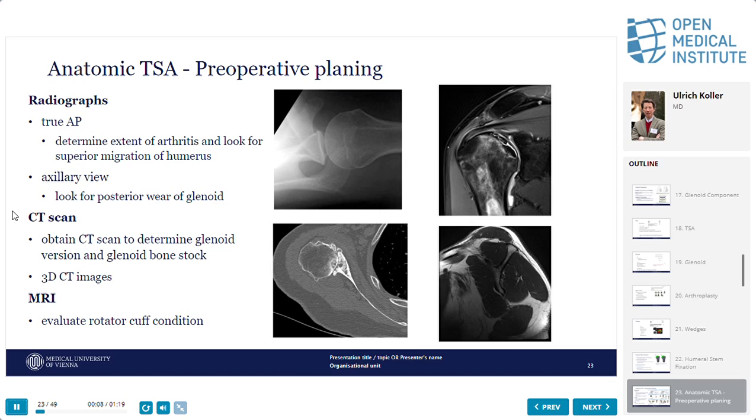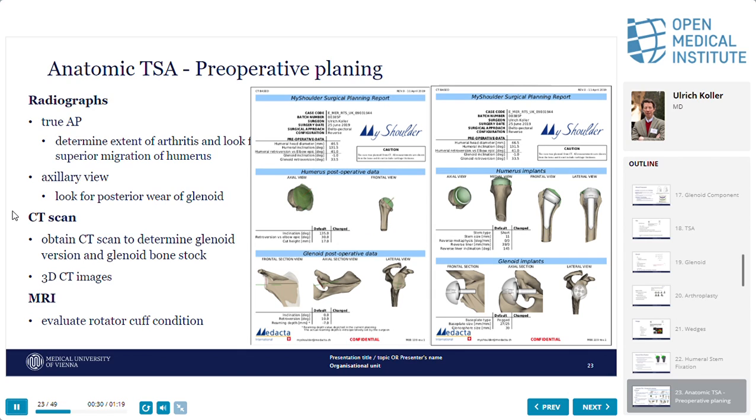So anatomic preoperative planning, yes, a true AP to know how much wear we have in the backside. An axillary view is mandatory. CT scan nowadays, we always use a CT scan because we get a three-dimensional reconstruction, and we also know how much retroversion the humeral head will have. This is very important. And the MRI to evaluate the muscles. Yeah, so this should be no advertisement, but we are using this system.